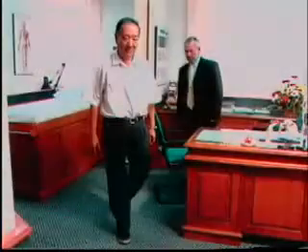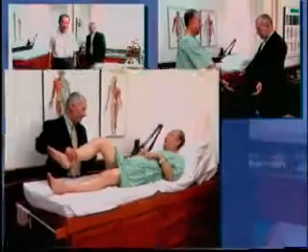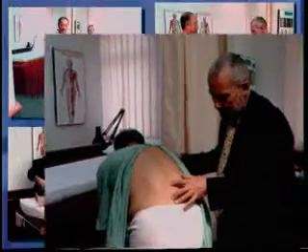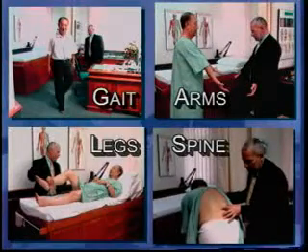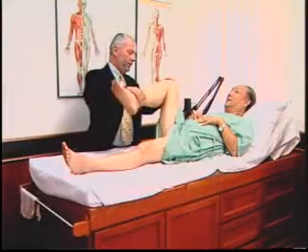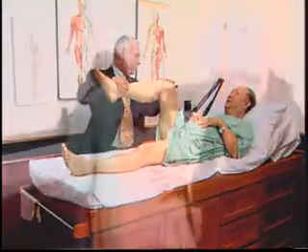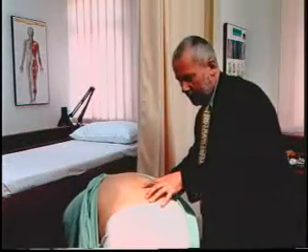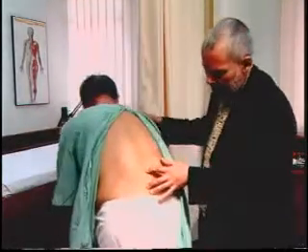The title GALS is derived from gait, arms, legs, spine, and describes the area for examination. The locomotive system is complex, and an extensive history and examination can be time-consuming. GALS locomotive screening takes only a minute or two to perform and can be easily incorporated into the patient's examination.